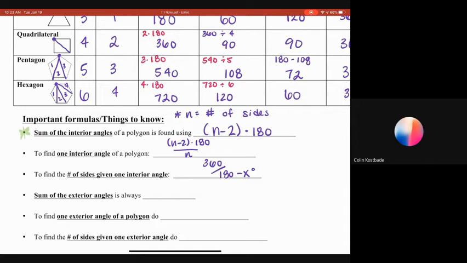Again, this is just one strategy. If you're doing it and you want to do it a different way instead, go for it. I don't care, as long as it works all the time. Okay, sum of the exterior angles. What's always the sum of the exterior angles? All the time, it is always 360, exactly. To find one exterior angle, if you know the sum, take the sum and divide it by the number of sides or the number of angles. So you can take 360 divided by n, your number of sides.